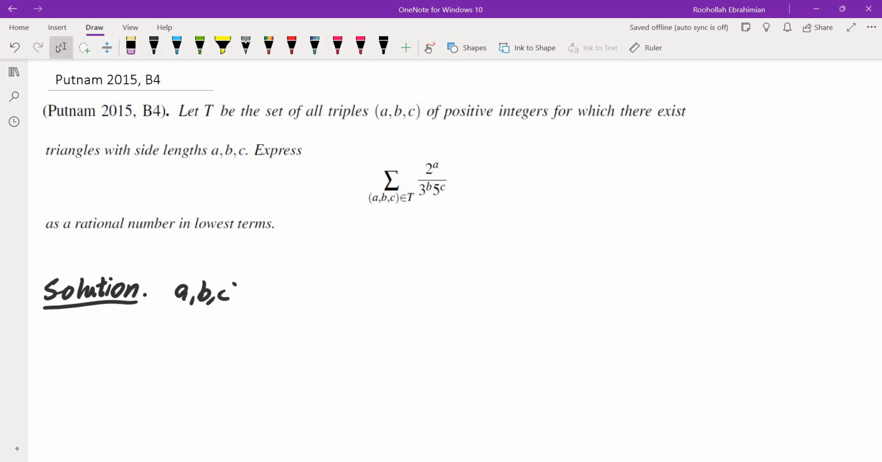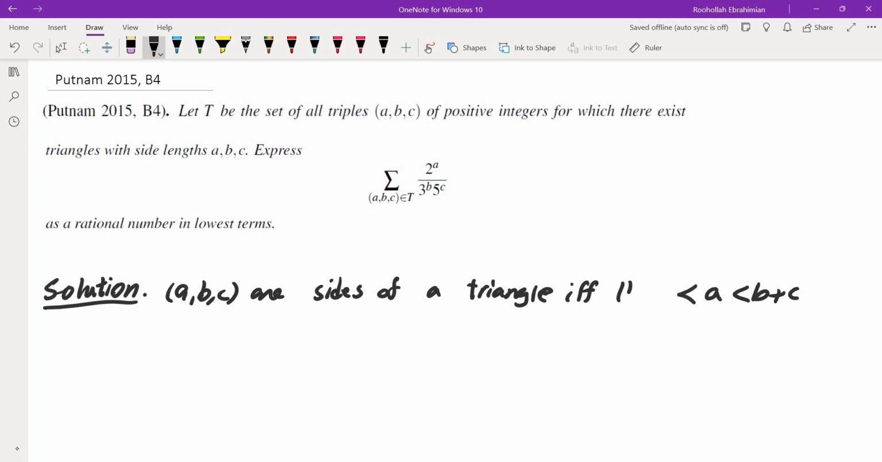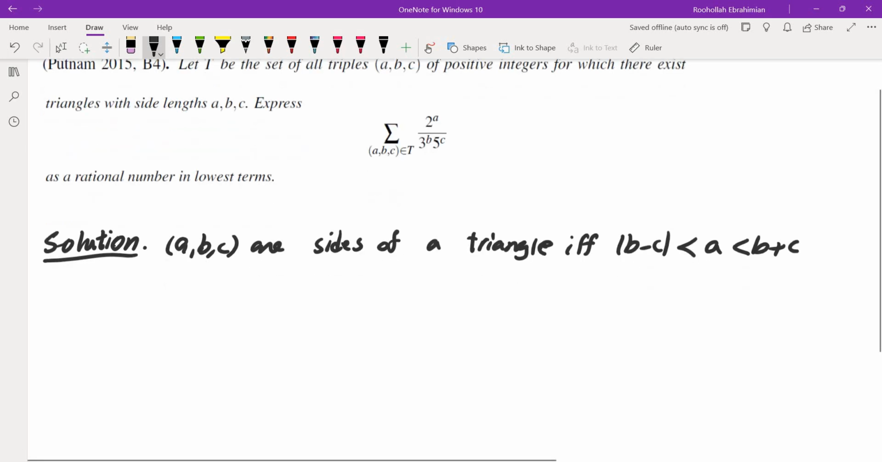So a, b, c are sides of a triangle if and only if a is less than b plus c, but it's more than the absolute value of b minus c. So that makes me hopeful, because then I can just take the sum as a triple sum and then find each one of them as a geometric sum, because if you ignore b and c, this one would be a geometric sum. And then we do the next one and the next one.